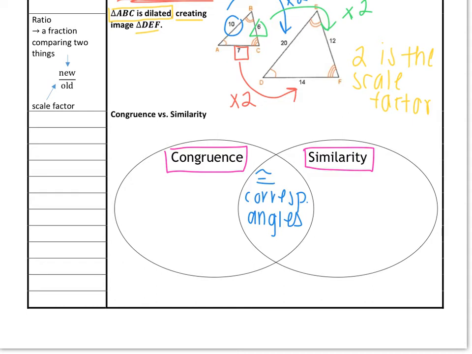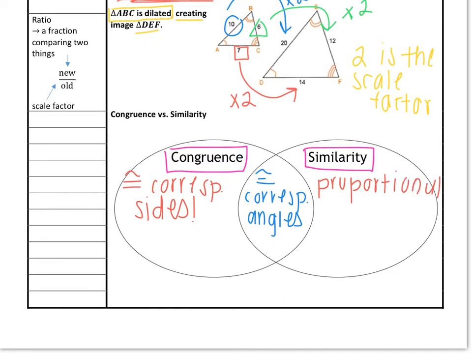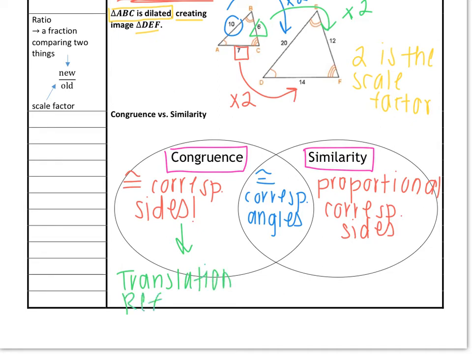What we know to be true about congruent shapes is that they have congruent corresponding sides, while similar triangles have proportional corresponding sides. So again, their sides aren't equal, but they're in proportion. Just to point in here when we're going to see each: congruence would happen with a translation. It would happen with a reflection. Or it would also happen with a rotation. Whereas similar shapes we're only going to get with a wonderful dilation.